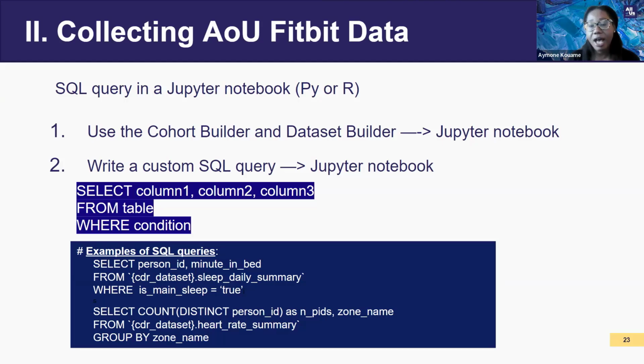So we're getting the count of unique participants per zone name from the heart rate summary table. So this is very high level. And if you have questions, at the end, we'll take them. Now, let's go to the notebook and I'll show you some actual examples. Let me share my screen.